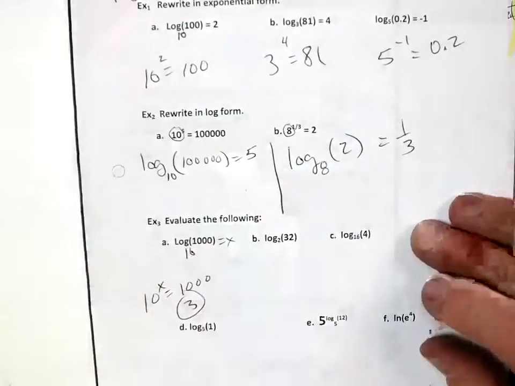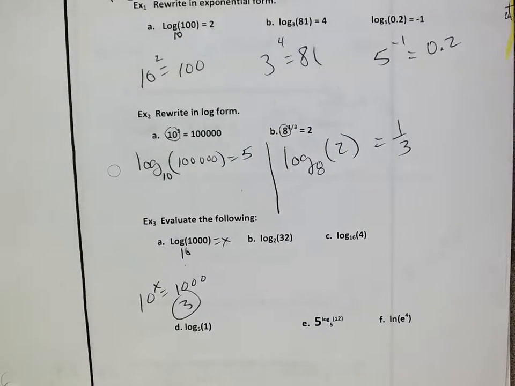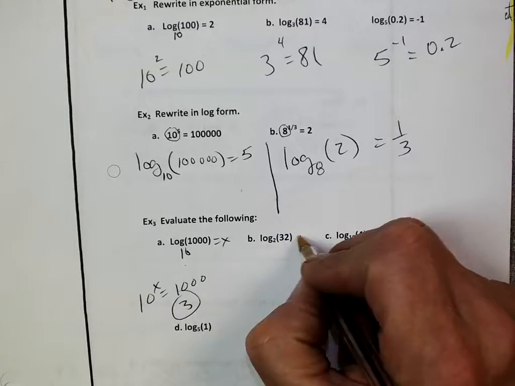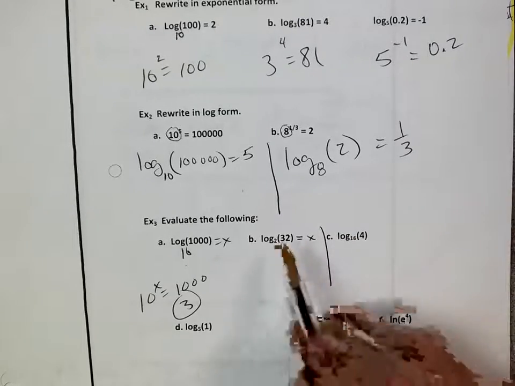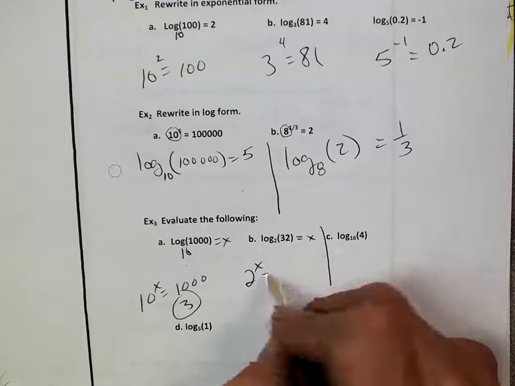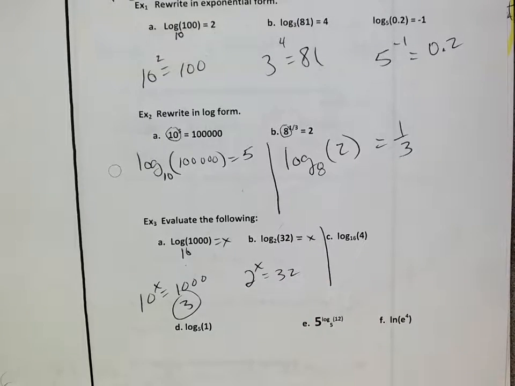But now if it's not base 10, we're going to have to do some thinking. We're going to have to use our brain. So B, let's go. I like to set it equal to x. 2 to the x power equals 32. Well, what's x? 8. Nope. 6. Nope. 4. Nope.